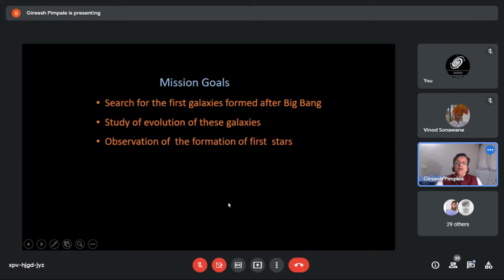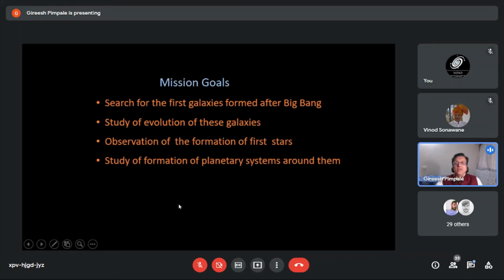Then observation of formation of first stars. So how and when first stars were formed, that this telescope is trying to find out.